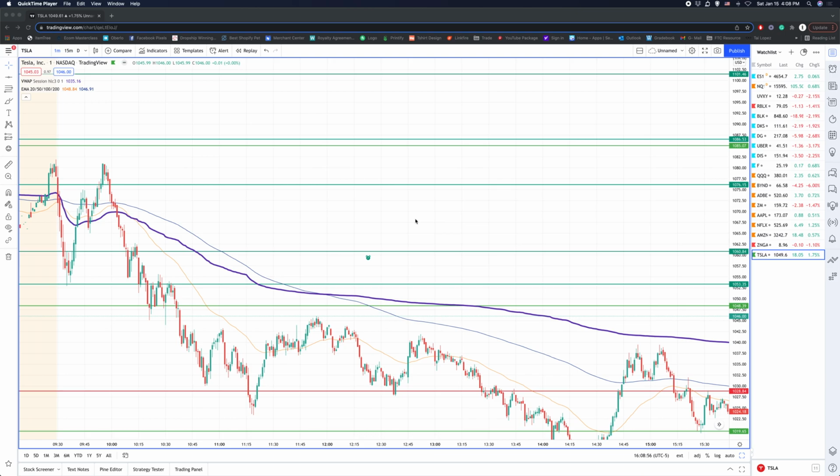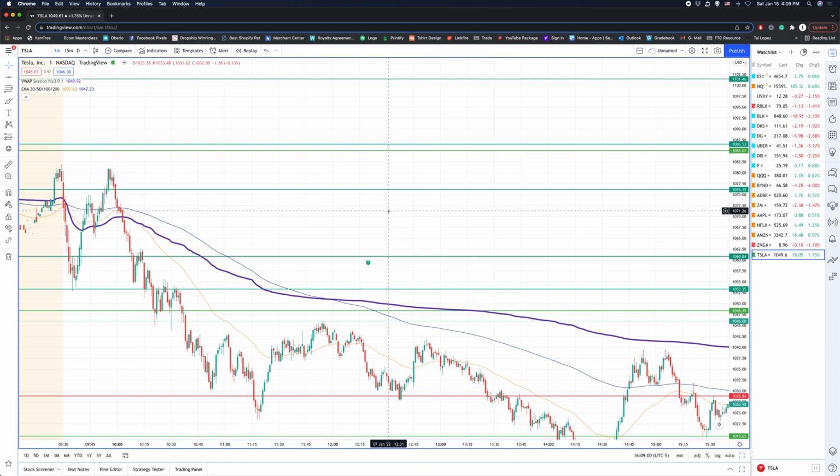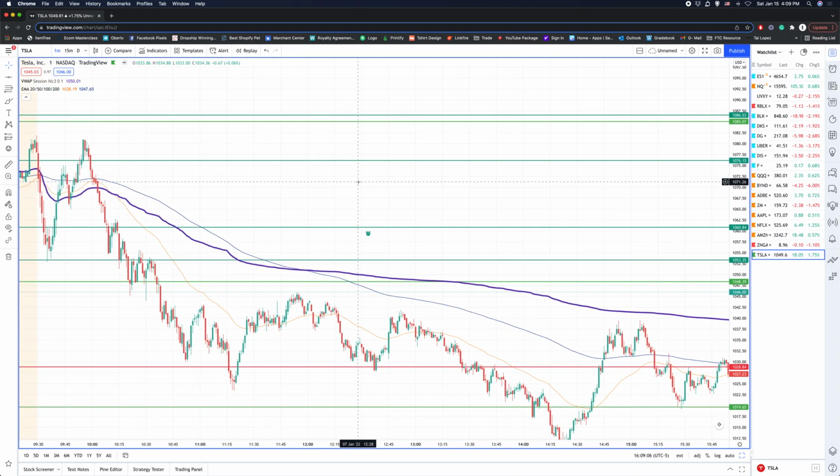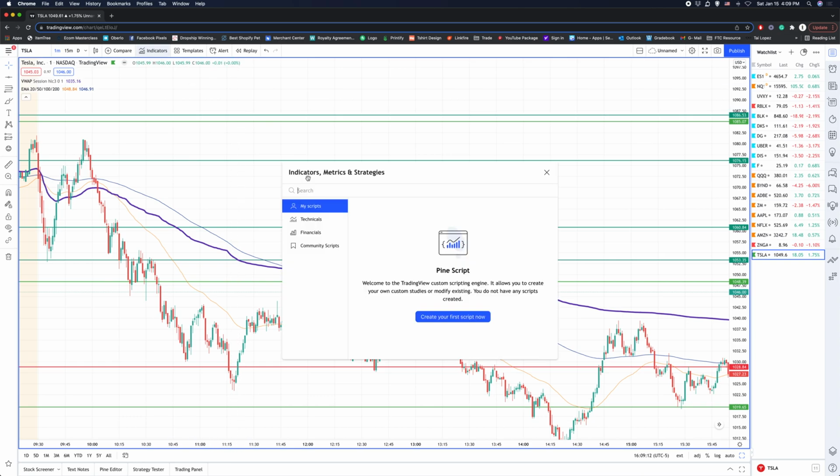Alright, now this is part 2 of the VWAP day trading. We are going to look at some more charts because we want to continue to look at charts. And I encourage you to look at some charts and look at the VWAP. If you forgot how to put on the VWAP, you go to indicators and you type in VWAP.